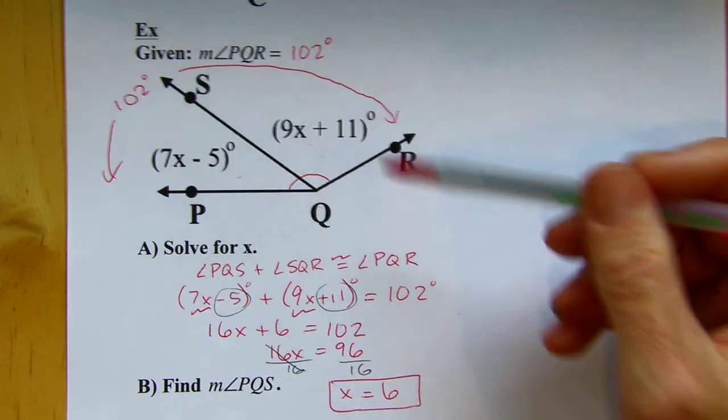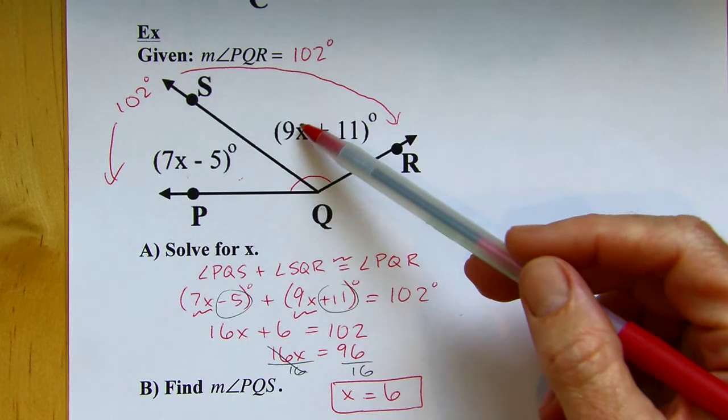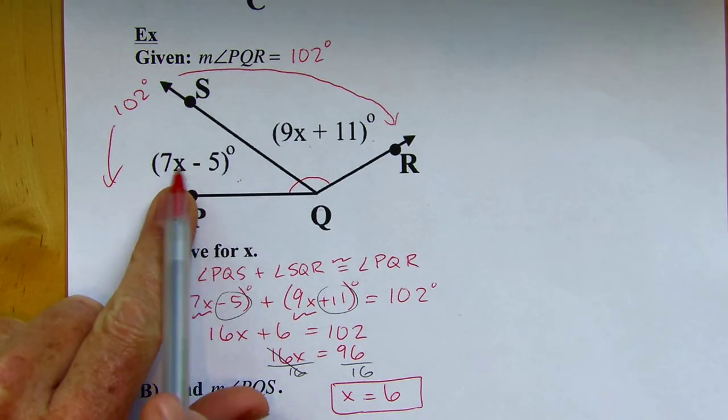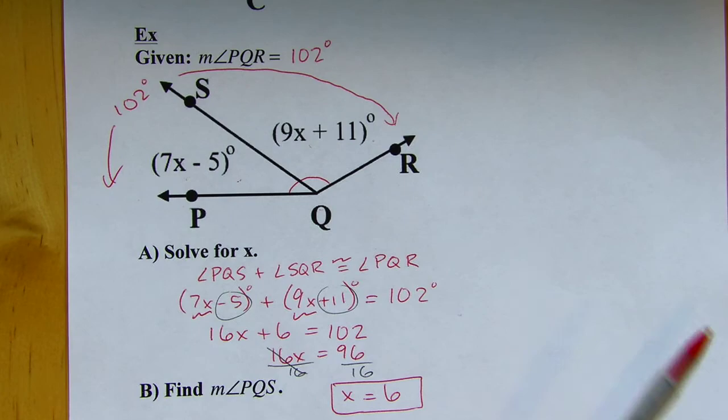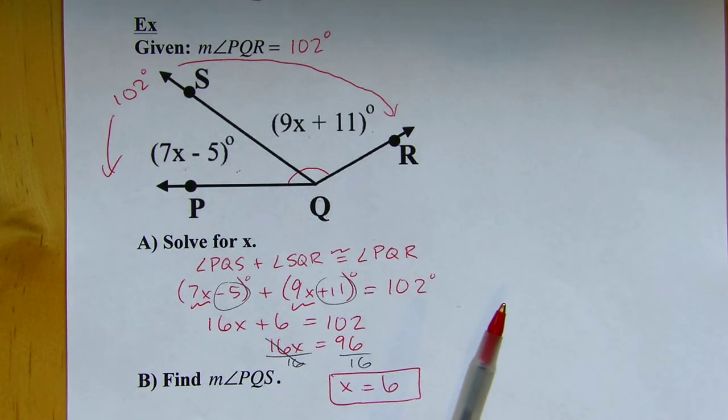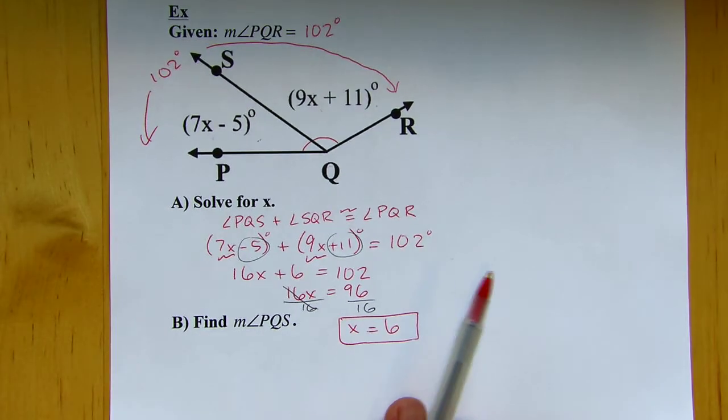X isn't 6 degrees. X is just this number because you can plug in 6 here and then figure out how many degrees that angle is. But x itself is just a numeric value. It doesn't have the units.